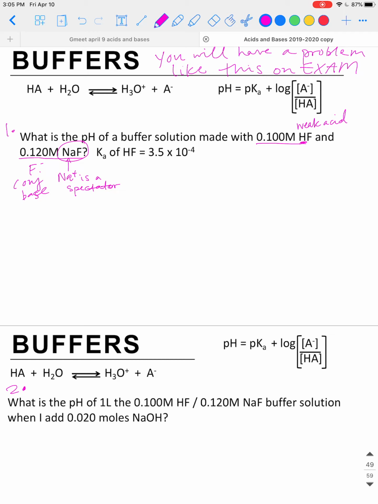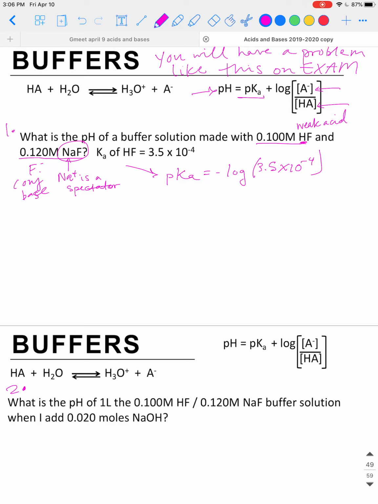All right, so we have 0.1 molar of our weak acid, we have 0.12 molar of our conjugate base, and we're given the Ka of our weak acid. And so we want to know, what is pH? Well, you just plug everything in. First, though, we need to get pK. We're going to use the Henderson-Hasselbalch equation. We need to get pK, and then we're going to plug in these concentrations and solve for pH. So pK equals the negative log of 3.5 times 10 to the minus 4.